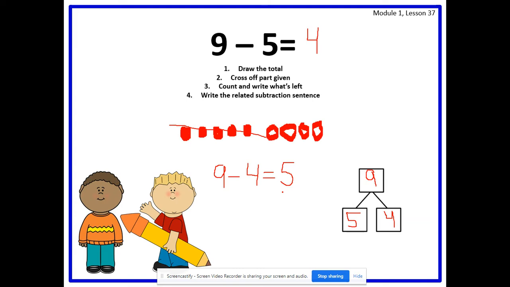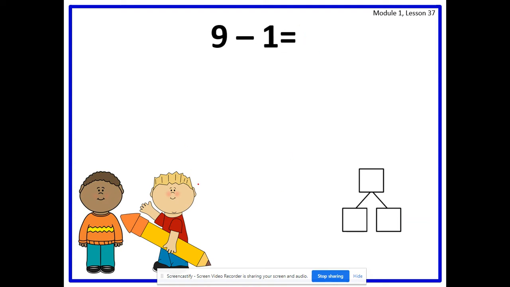Go ahead and erase your whiteboards if you have a whiteboard. If you have paper, go ahead and find the next blank space. Now we have 9 minus 1 equals. For this one, I'm going to tell you the key points and you're going to do it on your own first. Then we will check our work. Key point number 1 says, draw the total or your whole number. So go ahead and find your whole number and draw it in your number bond and as a picture.